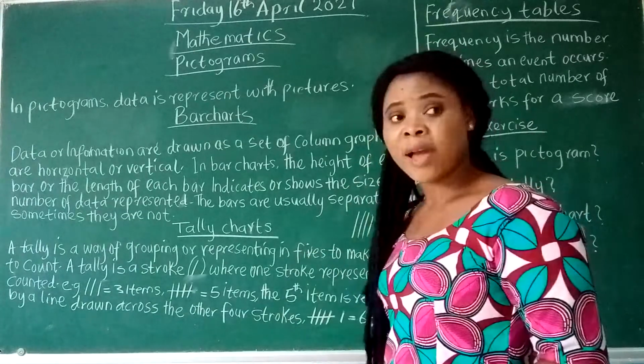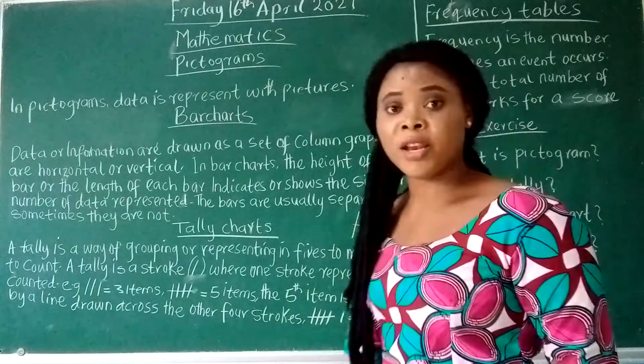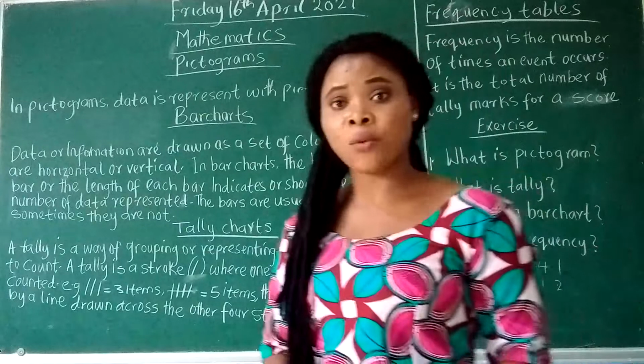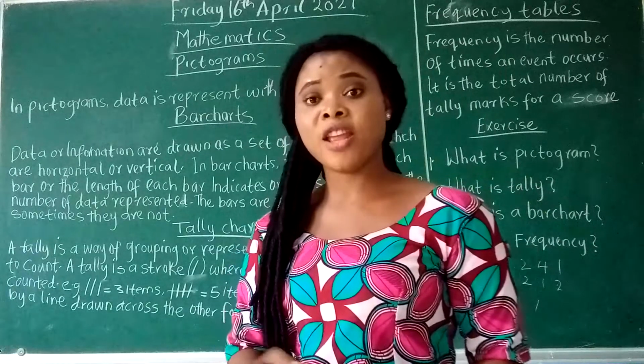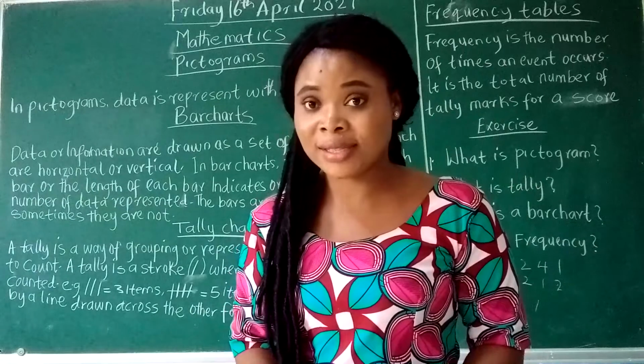Now, the 5th line will be drawn across like this, which shows what? Is a grouping in 5. That's why I said earlier on that what? Tally is a grouping in 5 to make it what? Easier to count. Did you understand now?